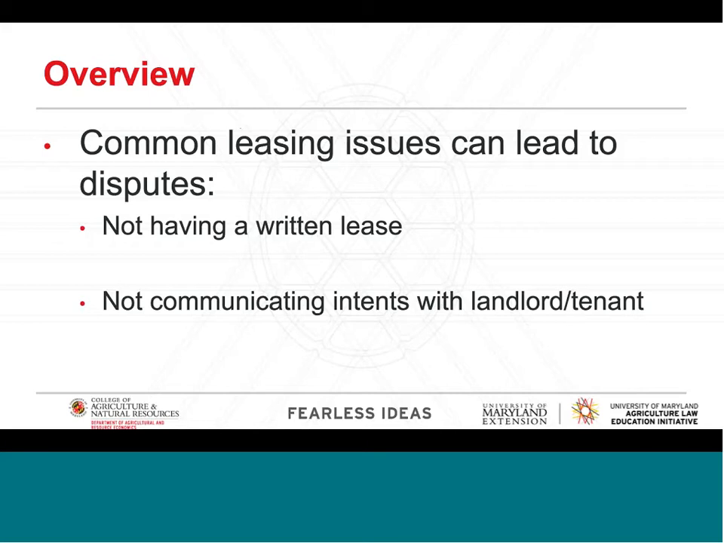Communication can just lead to issues if we're trying to do something with the land and the landlord's not aware, or the landlord wants to do something with the land and the tenant's not aware of what's happening. If the landlord's trying to sell, this lack of communication can then lead to disputes as well.